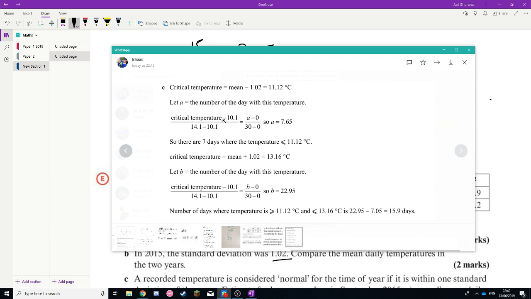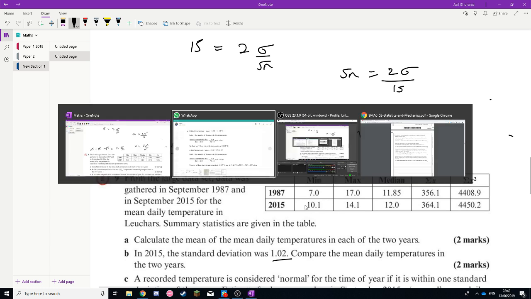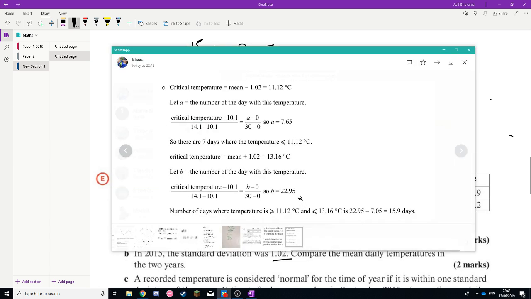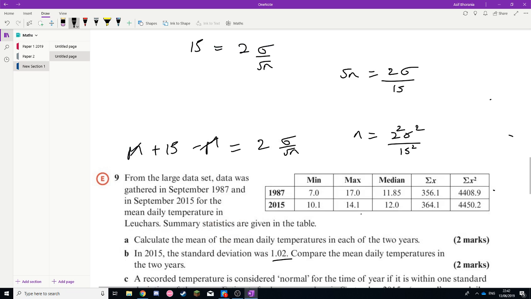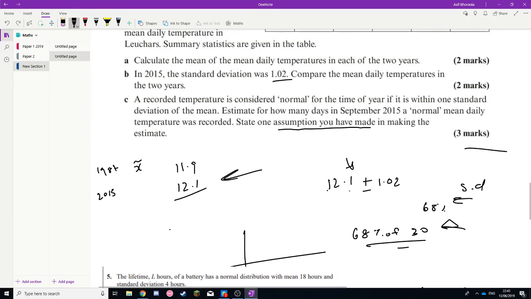Critical temperature. Okay. What's this 14.1 minus 10.1? Is this like some sort of interpolation? Yeah, yeah, they're interpolating. My bad. So I assumed it was a normal distribution because they said the word normal. What they're doing, in fact, is just interpolation for the entire duration of the month.